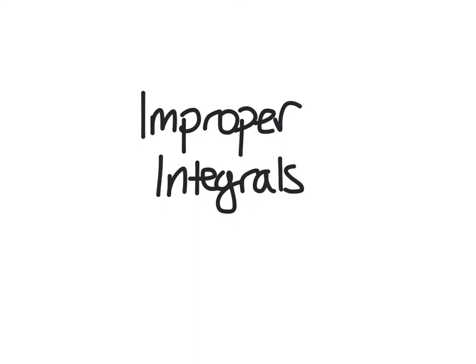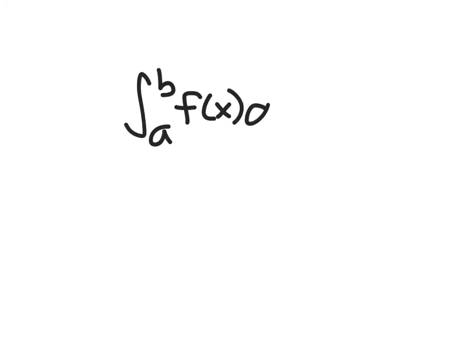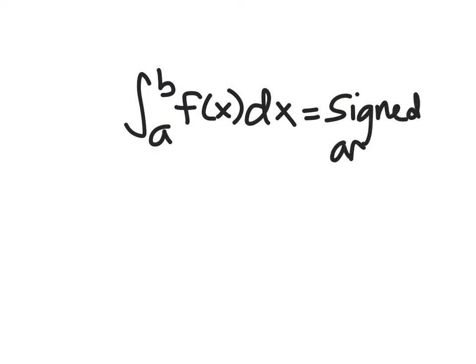Hello everyone. In this video we will discuss improper integrals. So thus far we've seen mostly things that look like this, right? If we have a definite integral, it's from some finite number a to some finite number b, and what we get out is some number, right? We get the signed area. But a couple of things can go wrong or make this different.